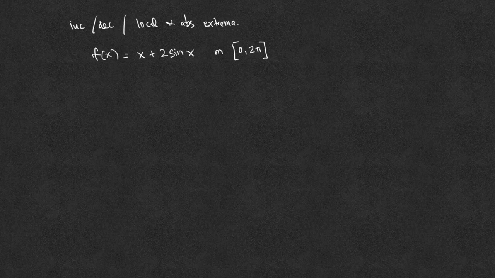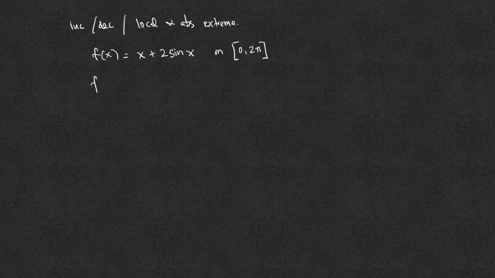Find the interval where the function is increasing or decreasing, then find both local and absolute extreme values. The function is f of x equals x plus 2 sine x on a closed interval. On a closed interval, we will be able to find the absolute minimum and absolute maximum.